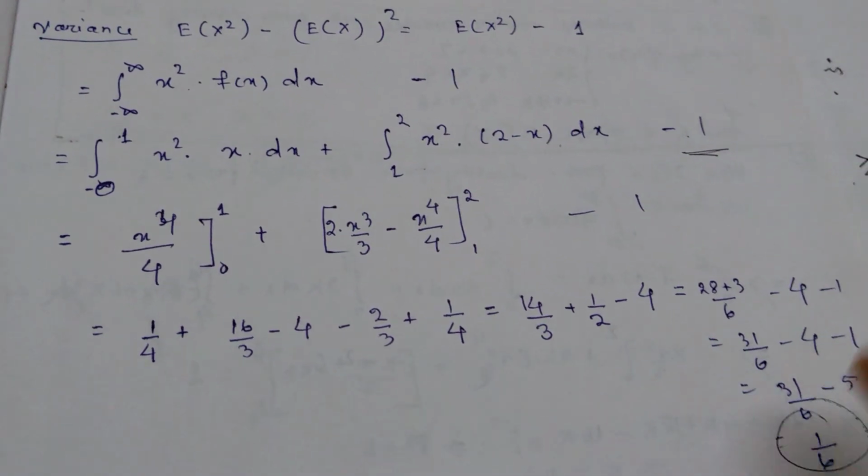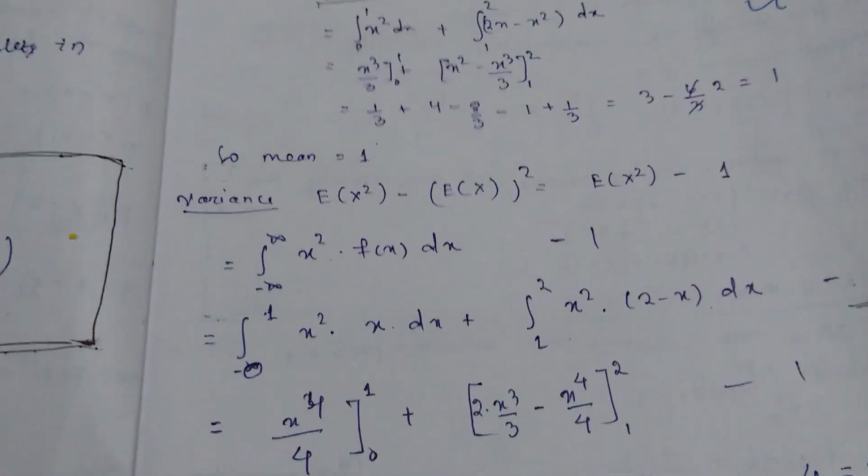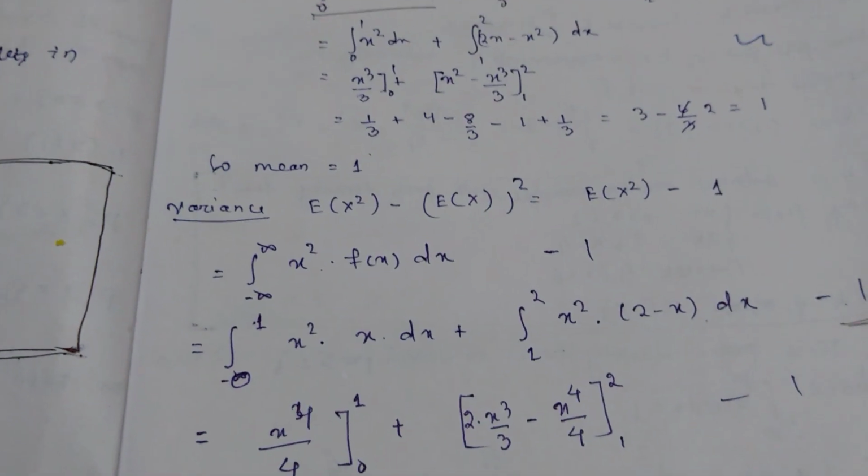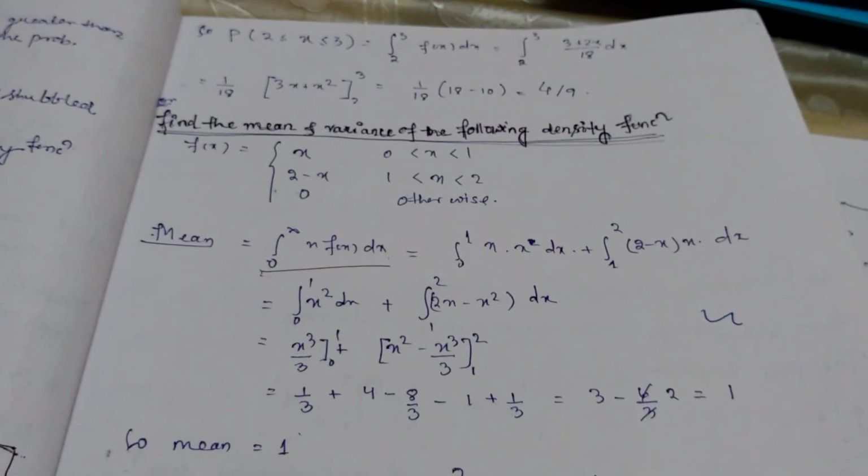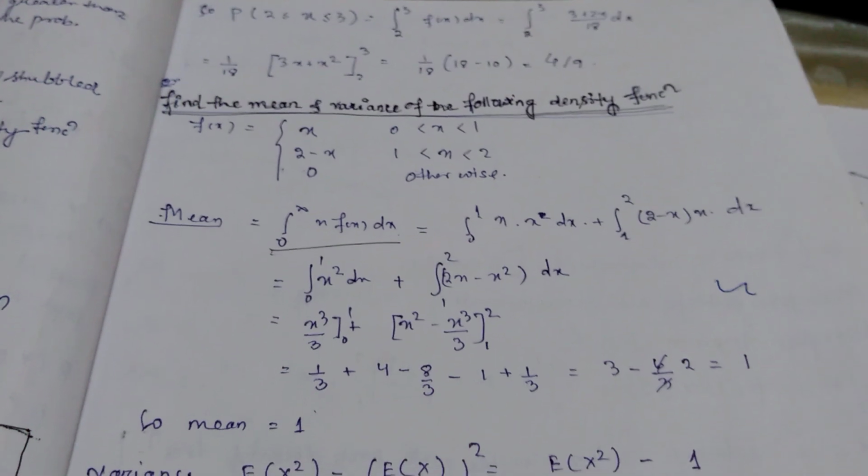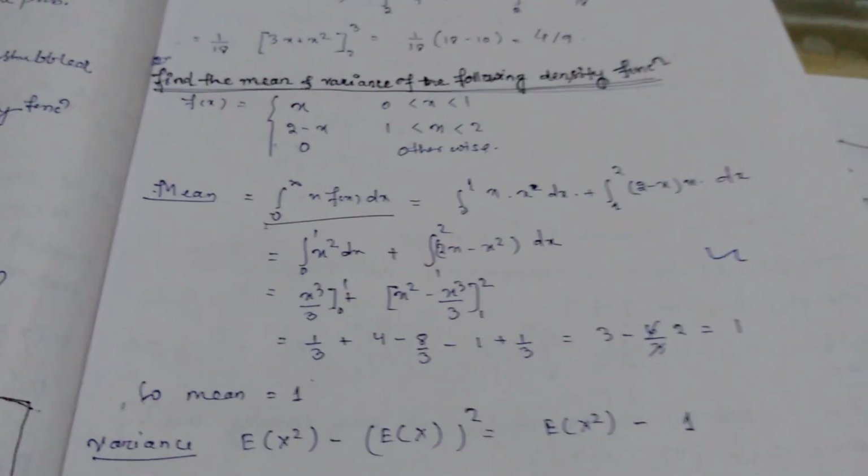So this is the process to calculate the mean and variance of a given density function. If a density function is given, then this is how to calculate its mean and variance.